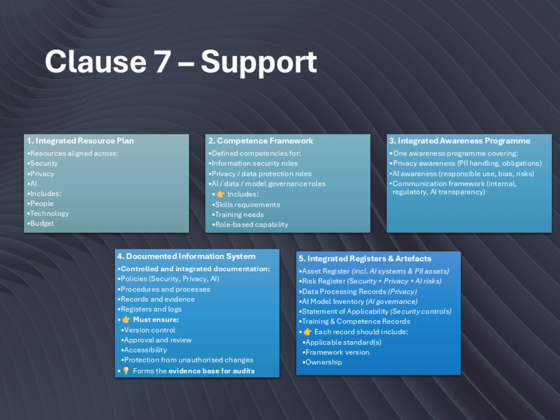Clause 7 also establishes the Documented Information System, ensuring that policies, procedures, records, and registers are controlled, accessible, and protected. And finally, we have integrated registers and artifacts, including the asset register, risk register, data processing records, AI model inventory, and the statement of applicability. The key point is this: these are not separate per standard. They are designed once and support the entire integrated management system.